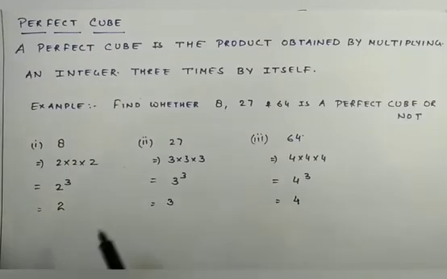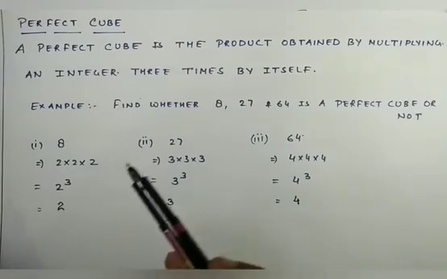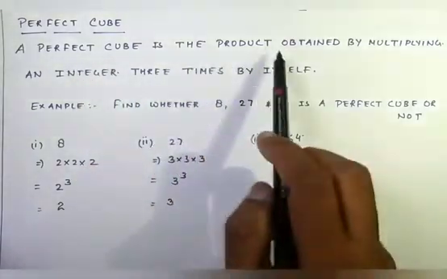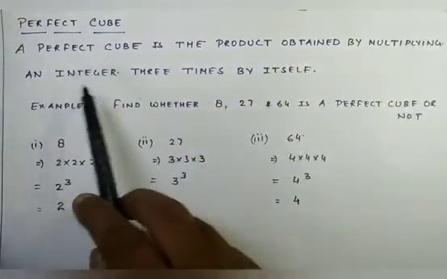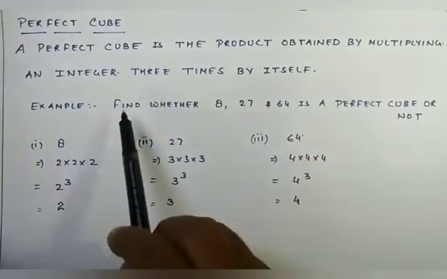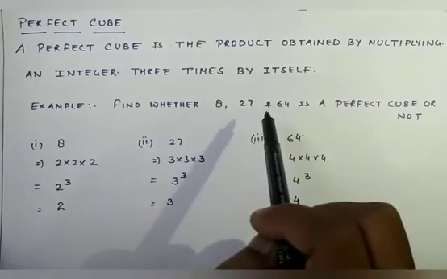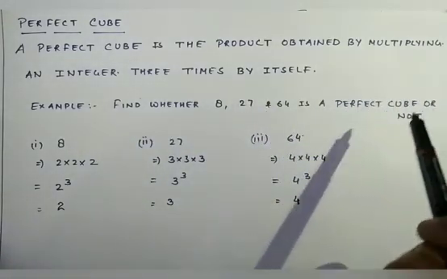Let us move to another topic, that is perfect cube. What is a perfect cube? A perfect cube is the product obtained by multiplying an integer 3 times by itself. Let us see with the help of an example. Find whether 8, 27 and 64 are perfect cubes or not.